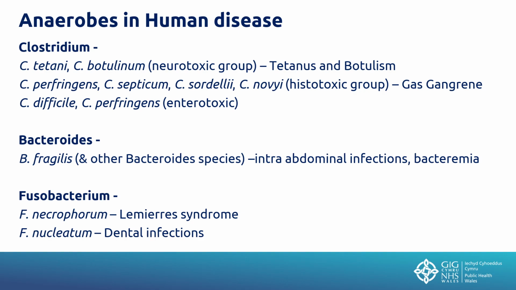And within the Bacteroides, I would say that Bacteroides fragilis is our primary pathogen, and that causes intra-abdominal infections and bacteremia, as do other Bacteroides species. And then Fusobacterium, we have two main pathogens, Fusobacterium necrophorum, which is the primary cause of Lemierre's syndrome, and Fusobacterium nucleatum, which is often seen in dental infections.